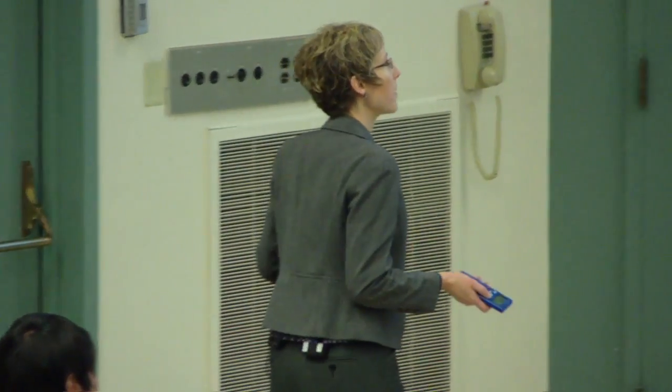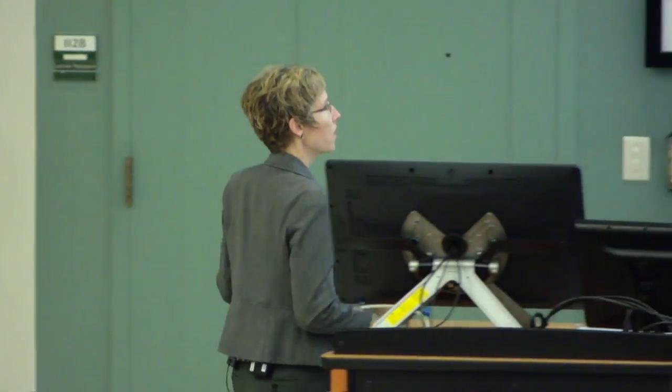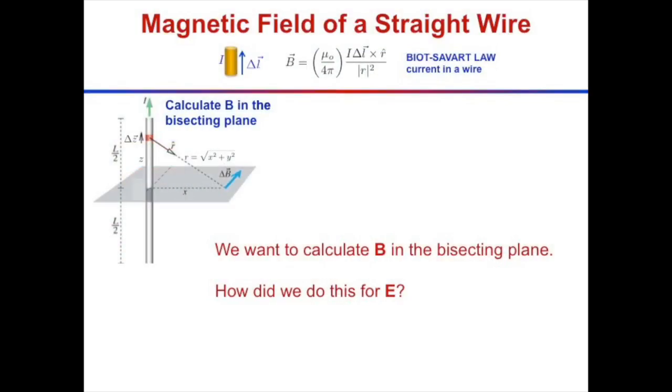So first, let's think about the magnetic field of a straight wire. Let's say that I have a wire carrying current, and the current's going to go up. In this case, I have the x-axis this way, the y-axis goes to the back, and z is straight up. So let me have a current carrying wire pointing straight up. Due to the little segment here, I can calculate the magnetic field over here. I'm going to calculate the magnetic field in the bisecting plane of that wire.